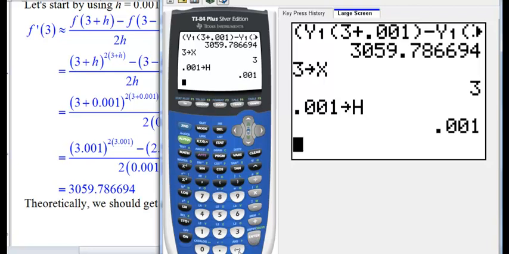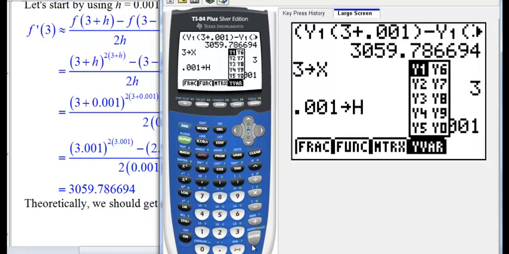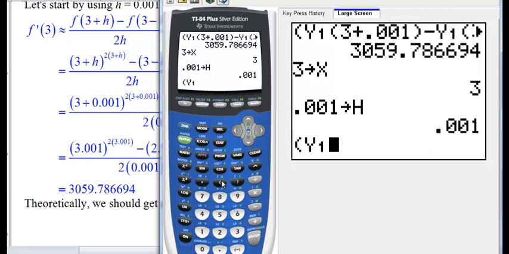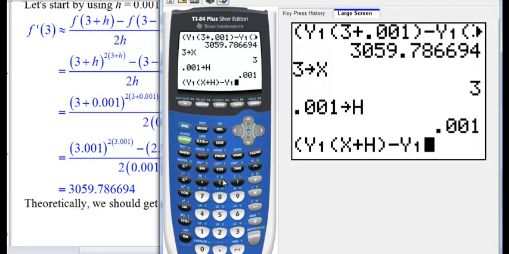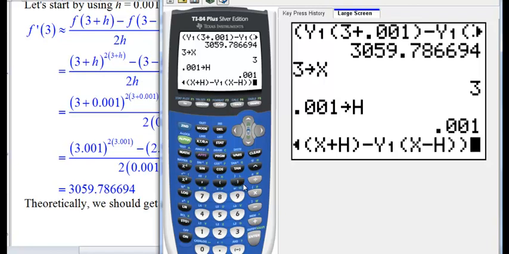So now I can rewrite my symmetric difference quotient this way. I can write it as y1 of x plus h minus y1 of x minus h, and divide by 2h.